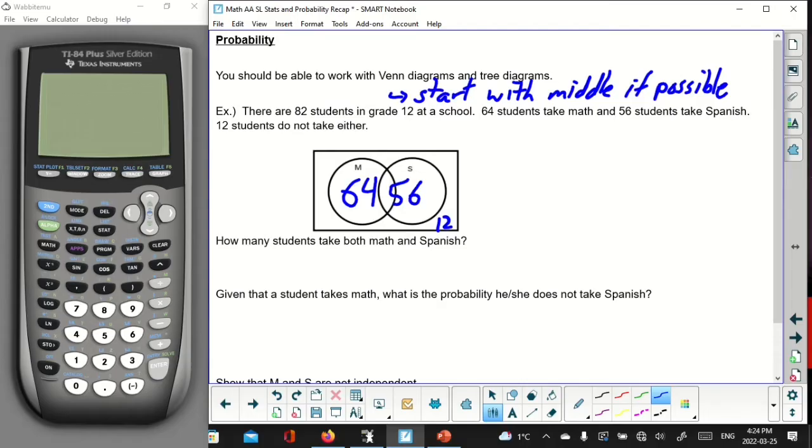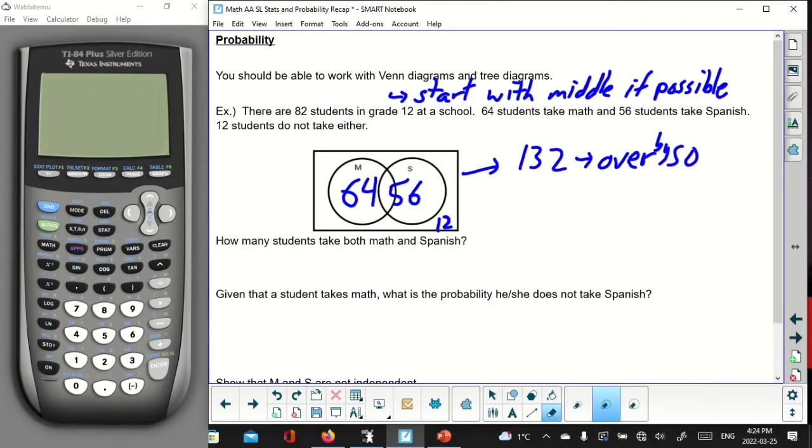But in these situations where they tell you the outside or the people who don't take either, one of the easiest ways to do it is to just add up all the numbers in after we did this poorly. Like I put 64 people in that math circle and 56 in the Spanish, but I actually don't know how they're divvied up between people who take both. If I add all those together, I have 132 people, 64 plus 56 plus 12. I'm only supposed to have 82, so I'm over by 50, and that, it turns out, is the number that should go in the middle.